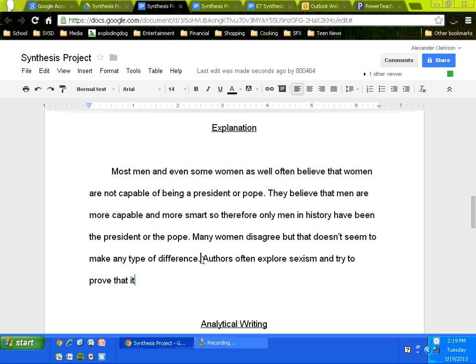Can anybody else tell me about this paragraph, something that bothers me a little bit that I would like to see changed? Mansoor? With the Pope thing, isn't it like a religious thing, why men can only be the Pope? Does that make it not sexist? Well, because you're kind of testing the boundaries of being sexist and thinking that a woman can't do the job. So, are you saying that because it's religious, it can't be sexist? Shh, I'm asking Mansoor.